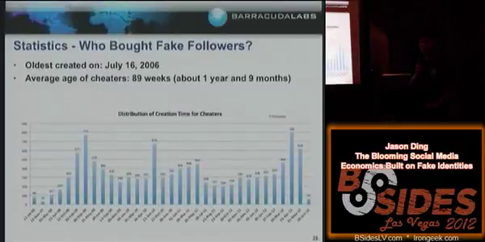And these are statistics about who bought these fake followers. The oldest account was created in 2006, so that guy is about 6 years old and still wants more followers. On average, the account age is 89 weeks, close to 2 years. So it's not a new guy who creates an account and wants to buy followers. You use Twitter for some time, you notice you want to get famous, and then you buy followers, right?